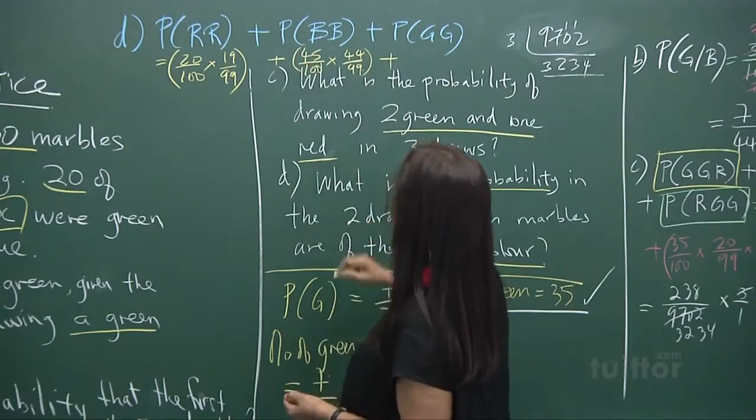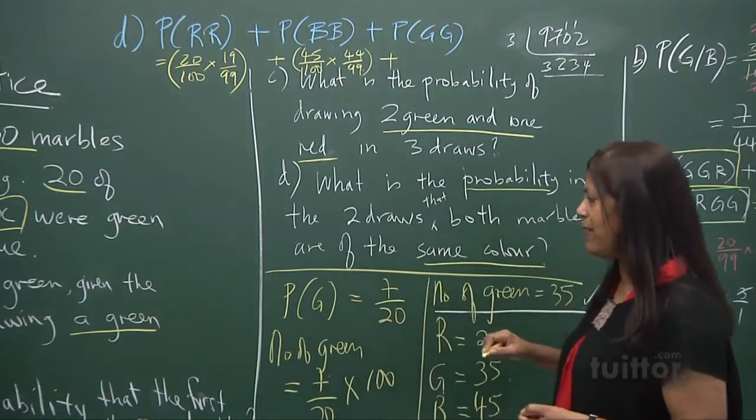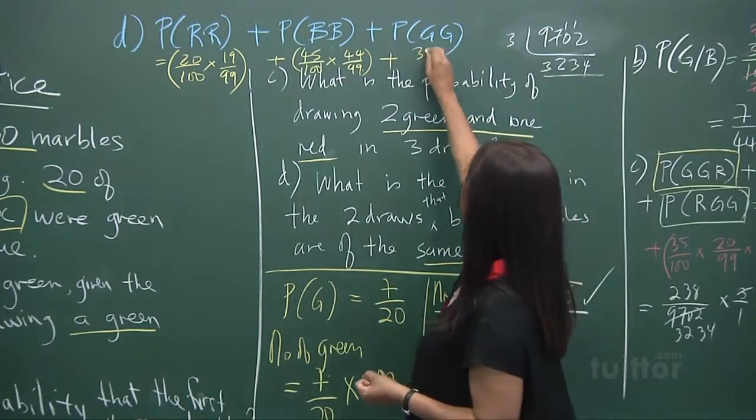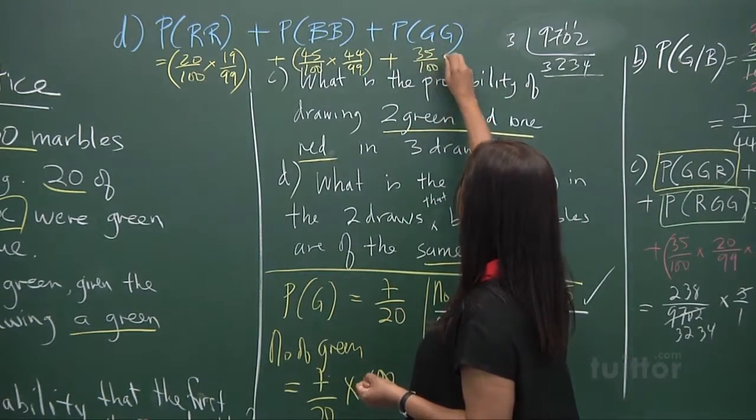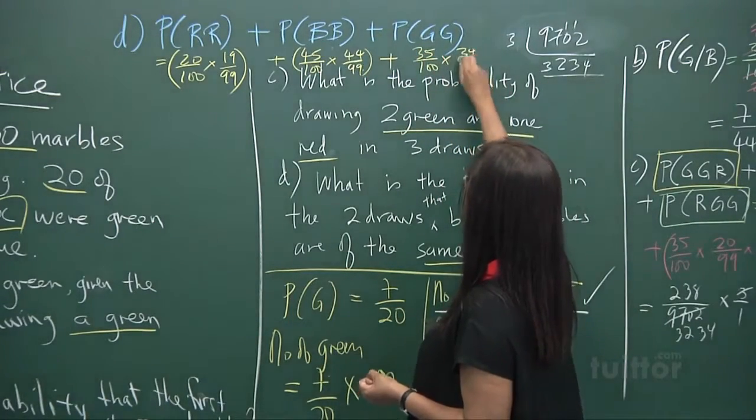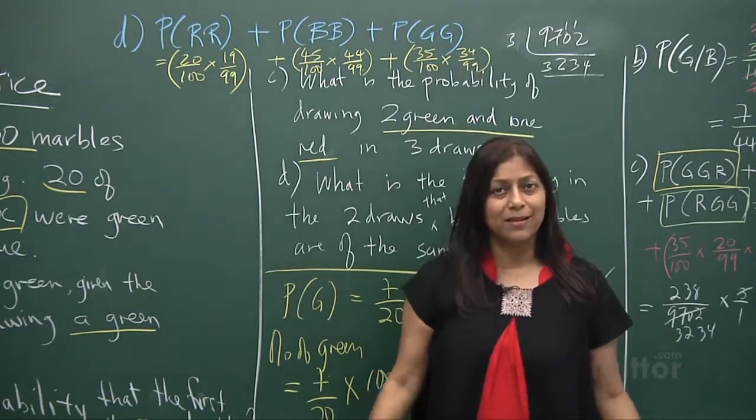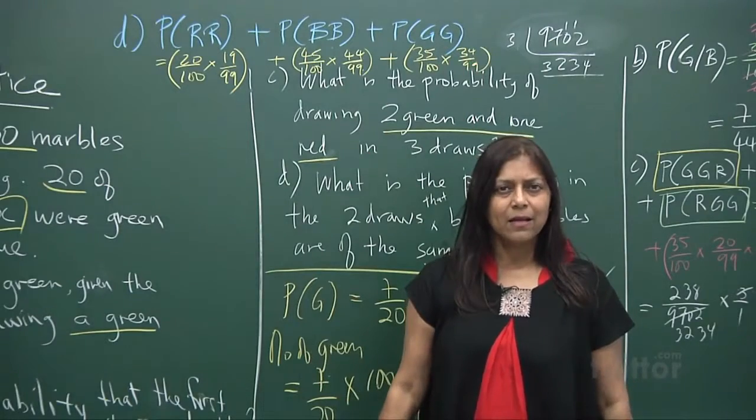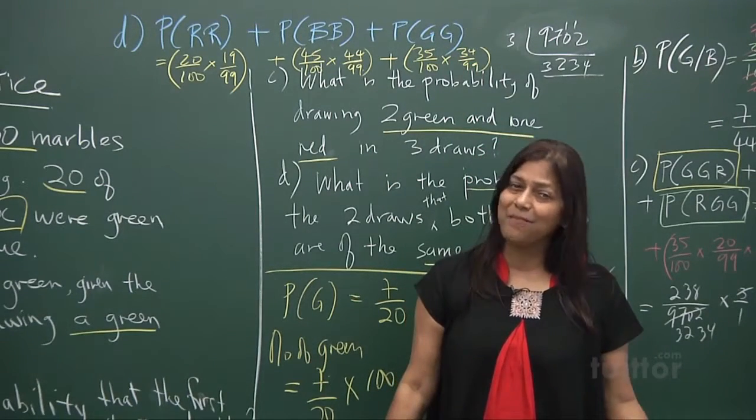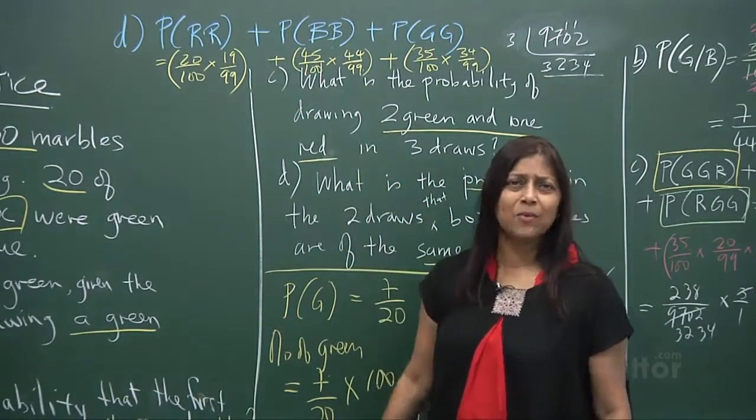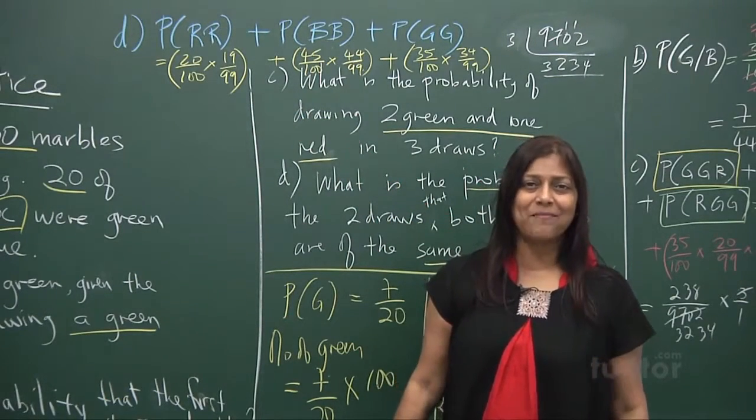The third one, a green. How many greens did we work that out? We had 35 greens. A 35 out of 100 times a 34 out of 99. I'm not going to reduce it. Can you tell me why? Because they have the same LCM when they multiply. Otherwise I'm going to have a headache adding them up.